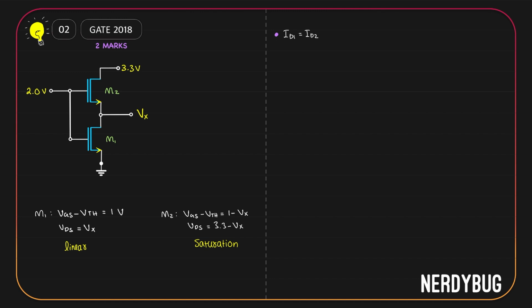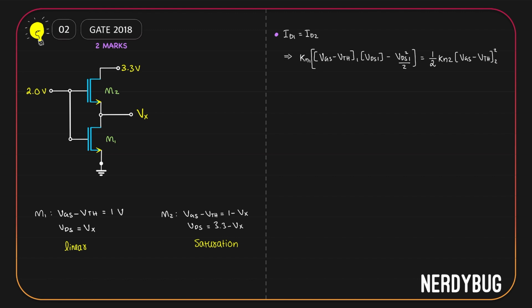For ID2, we'll have to use the other expression, which is the expression for drain current of a MOSFET in saturation region, like this. So on the left hand side of the equation, we get Kn1 multiplied by VGS minus VTH of the first MOSFET multiplied by VDS of the first MOSFET minus VDS1 squared divided by 2. On the right hand side, we have half of Kn2 multiplied by VGS minus VTH of the second MOSFET squared.